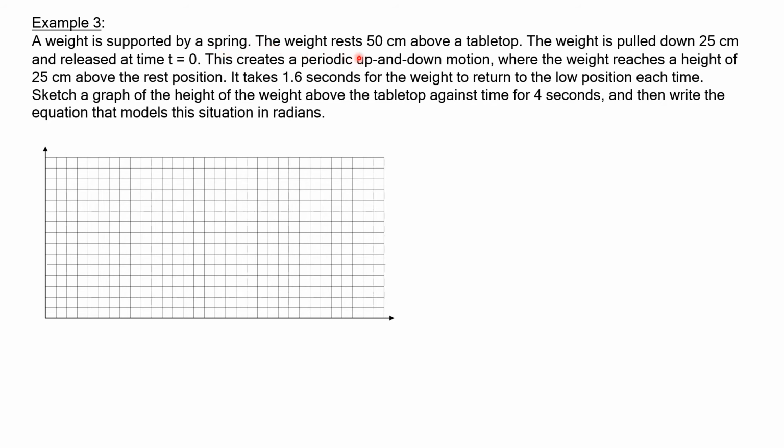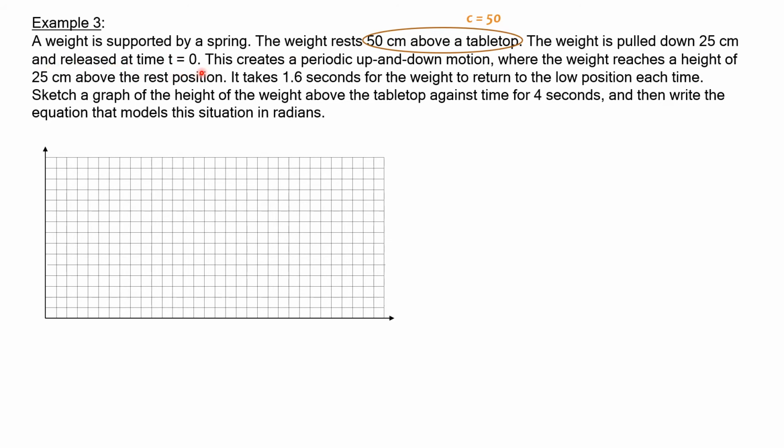The weight rests 50 centimeters above a tabletop. That means your C value is 50. That's your equation of the axis. That's your rest point there. That's where it's resting. So it's not being shaken or lifted or dropped or anything right now. It's just resting at 50. Then the weight is pulled down 25 centimeters from here, right? So it was resting at 50. It's pulled down 25 centimeters, and then it's released at time 0.